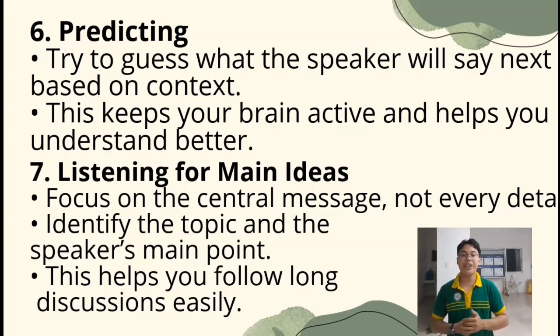We have here predicting. Predicting means trying to guess what the speaker will say next. And we have 2 other important things here. First, try to guess what the speaker will say next based on context. Next, this keeps your brain active and helps you understand better. When we use the words and ideas we already hear to make a good guess, this also keeps our brain active and helps us understand the message more easily.